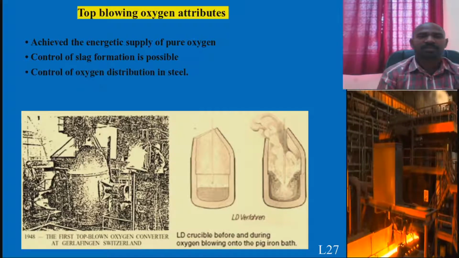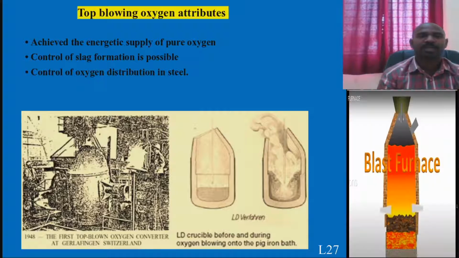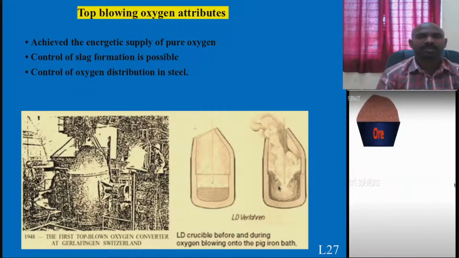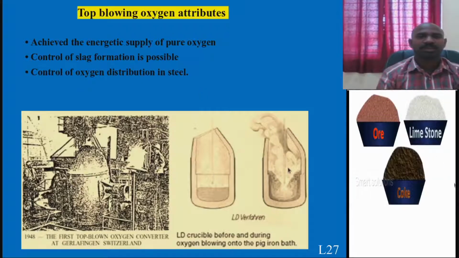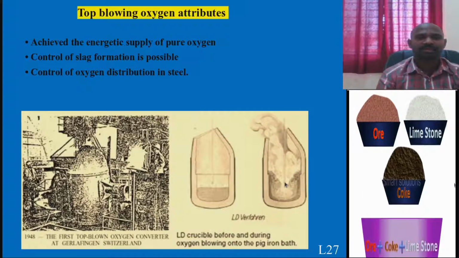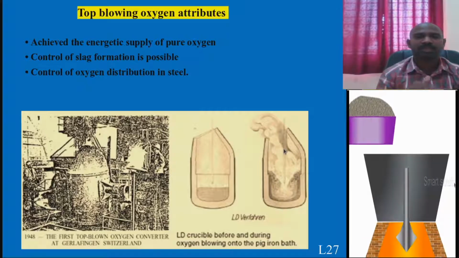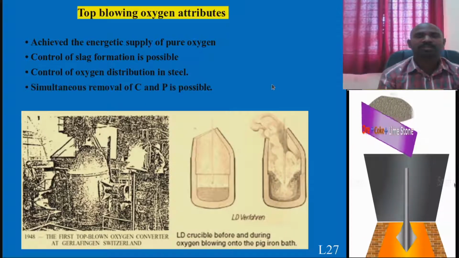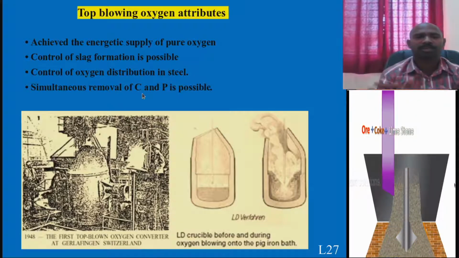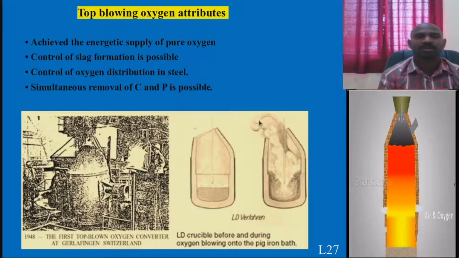And oxygen distribution: before oxygen lancing and after oxygen lancing, the distribution within the steel may vary. So if you use pure oxygen, it reacts and immediately goes to the slag layer which is at the top of the ladle. And there is a possibility of continuous removal of carbon in the form of CO and phosphorus in the form of P2O5 liquid slag.